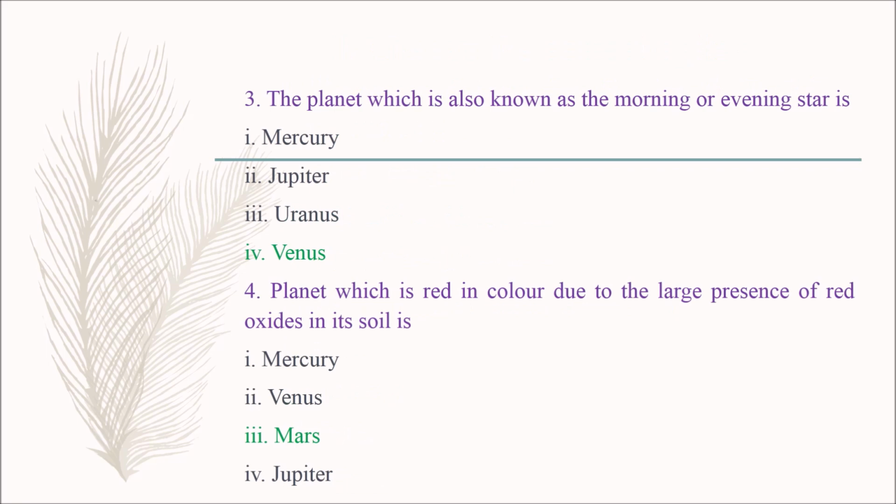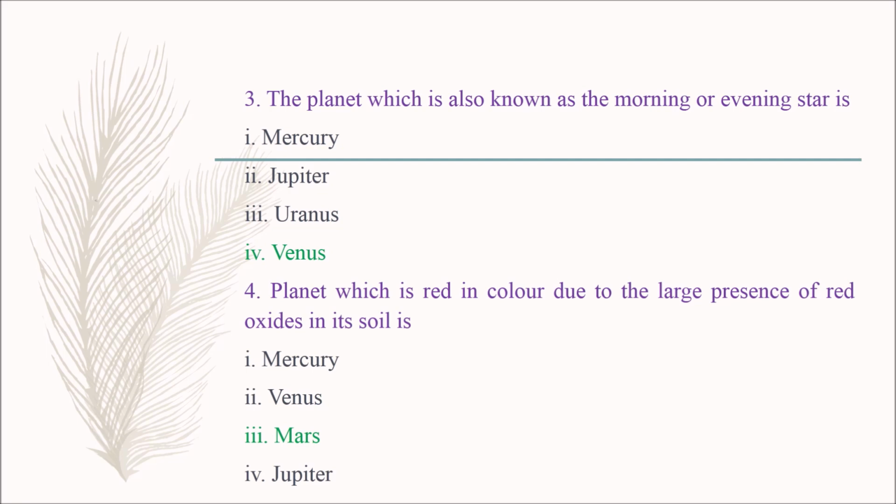Question number 3. The planet which is also known as the morning or evening star is option number 1 Mercury, option number 2 Jupiter, option number 3 Uranus, option number 4 Venus. So the answer is option number 4 Venus.